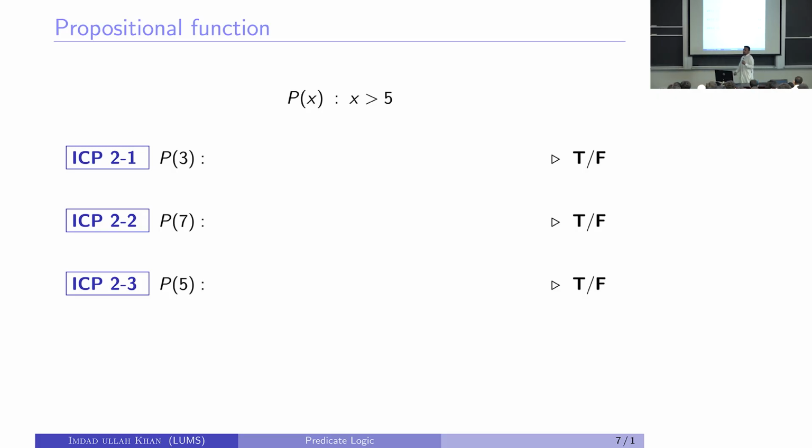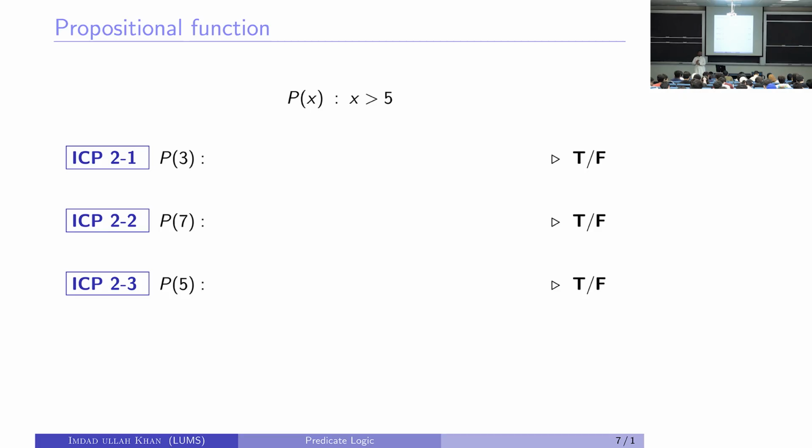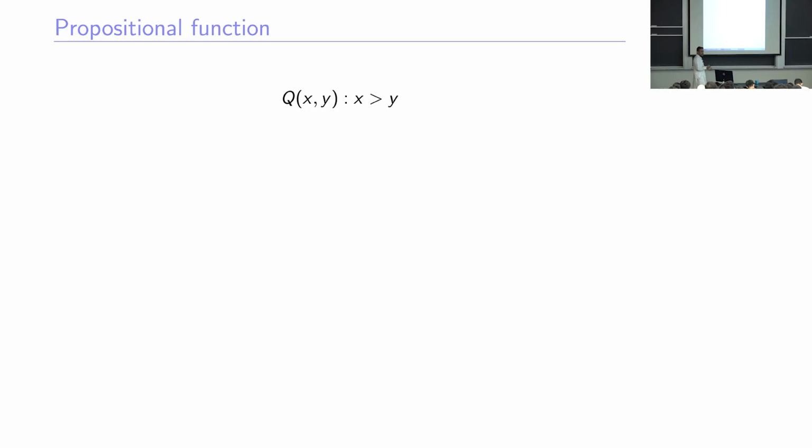P of 5. What is P of 5? 5 is greater than 5. Is it true? It is not true, right? It's false. It's a clear proposition.